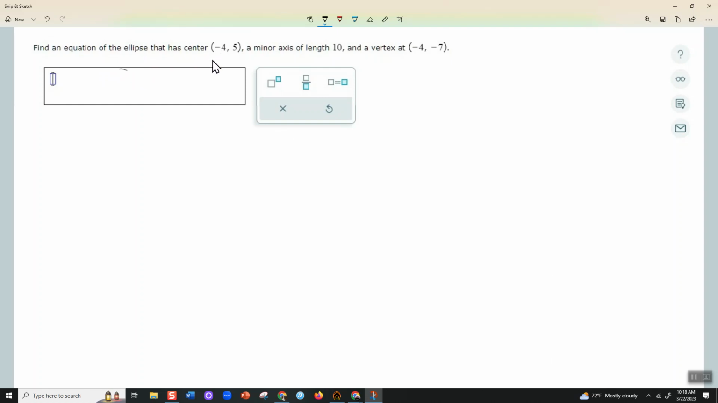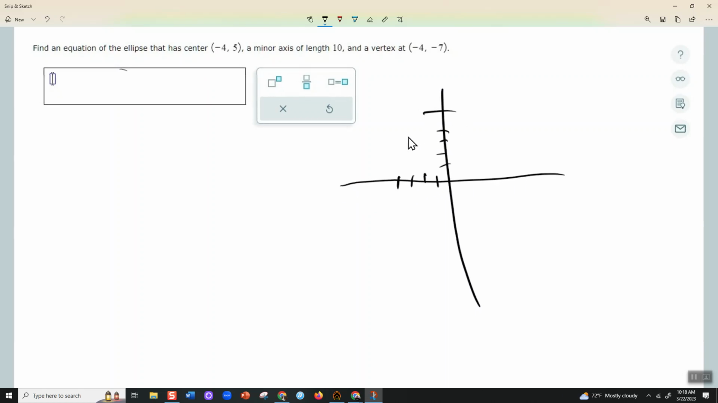This ellipse has a center of negative 4, 5. I always like to visualize, so I'm going to just draw that out here. Negative 4, 5. There's the center. Okay, so from here we're going to have a major and a minor axis. The minor axis, which is the entire axis all the way from this point to this point, is 10. So we're only going to go half that distance each way. I'm going to go 5 this way, 5 units that way.